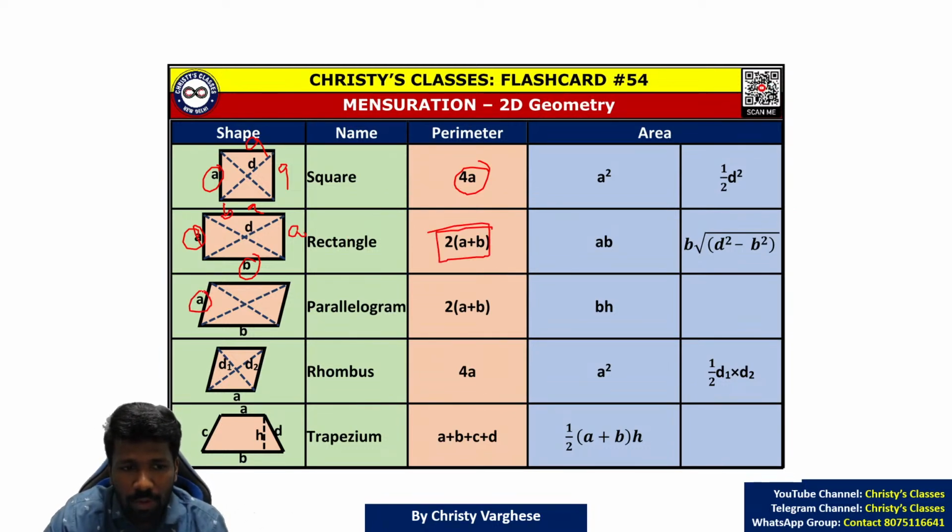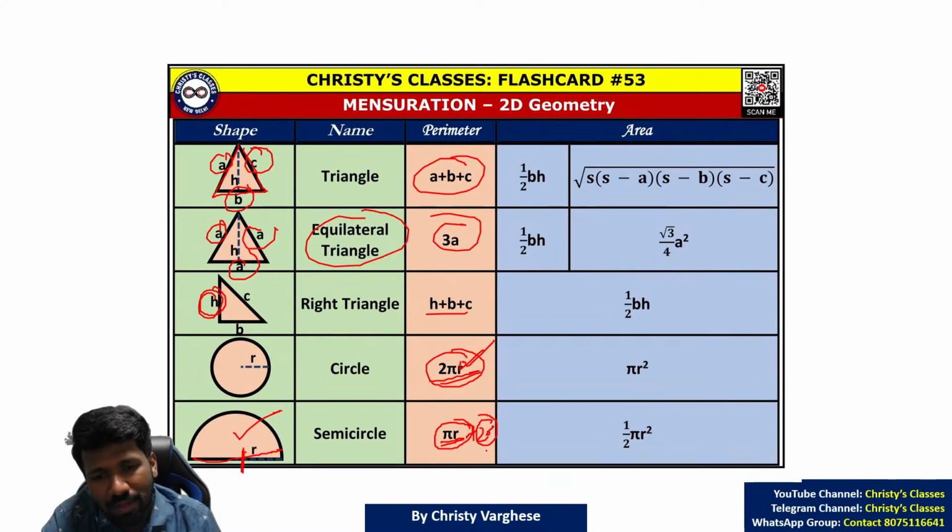In the case of a parallelogram also, this is A, this is A, this is B, this is B. So it is 2 times A plus B itself. And in the case of a rhombus, all sides are equal, A. So it is A plus A plus A plus A, 4A itself. For a trapezium, 4 sides are there, A plus B plus C plus D. So the perimeters of these major shapes, you should have an idea.